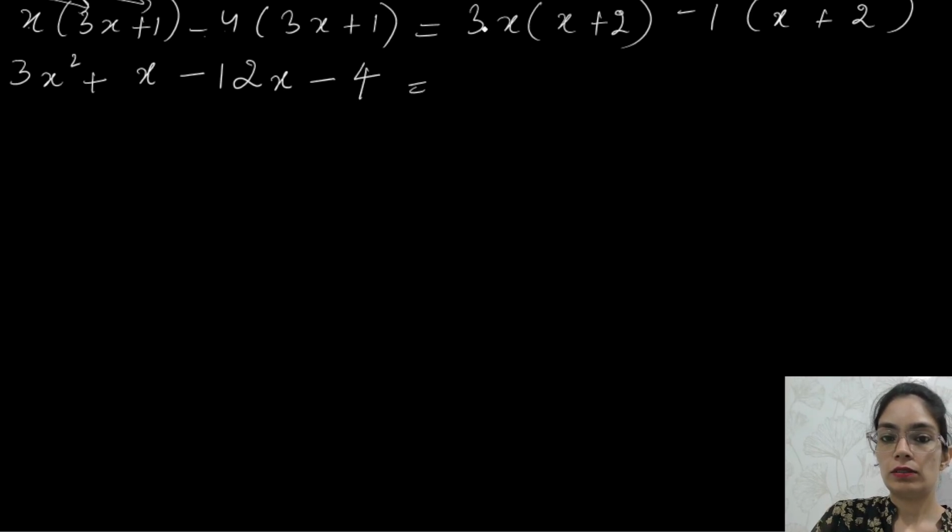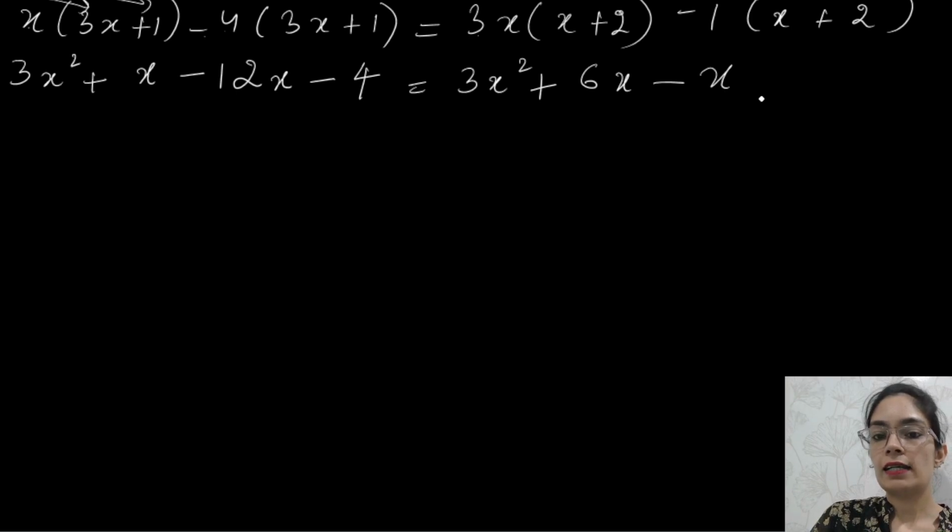So this side also will multiply. 3x into x is 3x square, 3x into 2 is 6x, minus 1 into x is minus x, or 1x also you can write, because nothing is there, that means 1 is there. Then minus 1 into 2 is minus 2.